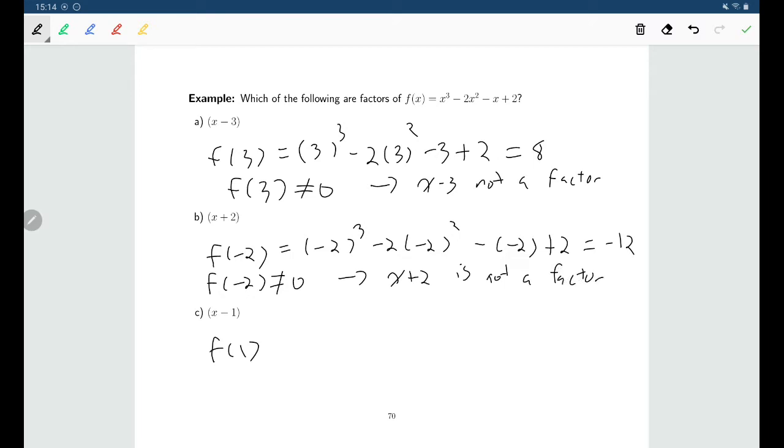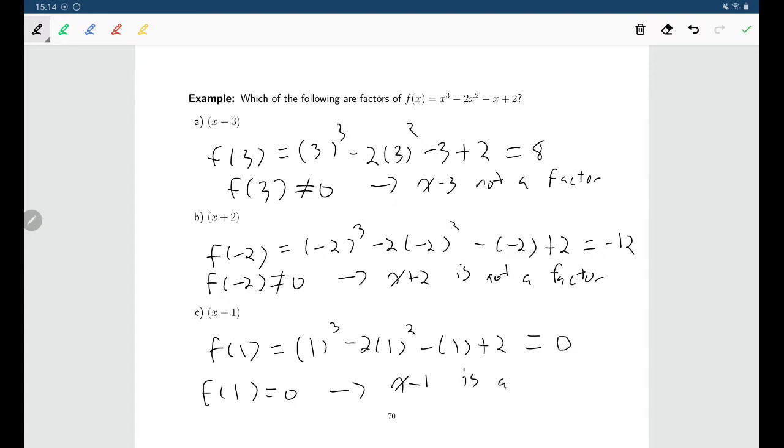And then x minus 1, let's check f of 1. And that's equal to 0. And so since f of 1 is 0, that means that x minus 1 is a factor.